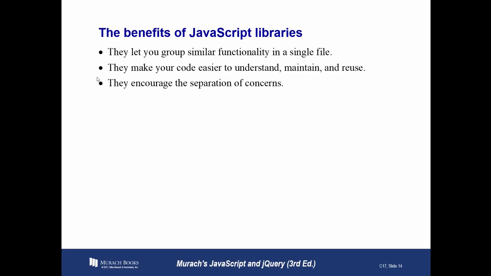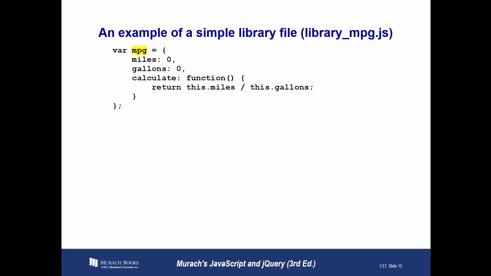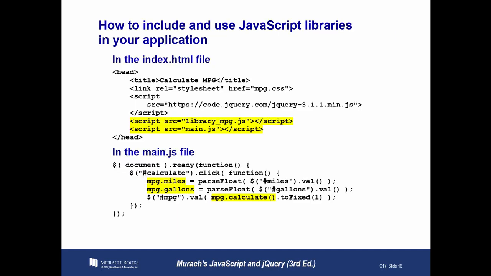So this separation of concerns, the last one is what I already mentioned. So they've got an example in here. This is an example that shows a simple library file named library_mpg.js. It contains an object named mpg, it's a miles per gallon object, along with the associated properties and methods. Next is an example of how you can add that file. You can add that file right to your program.